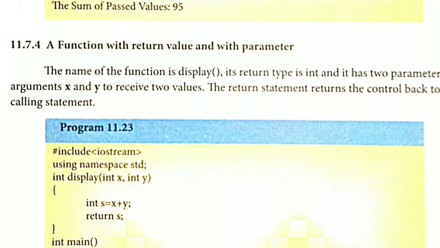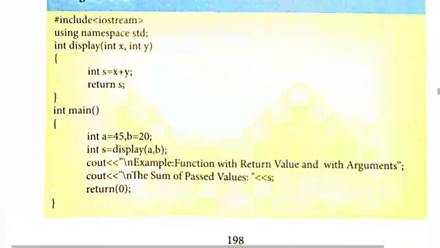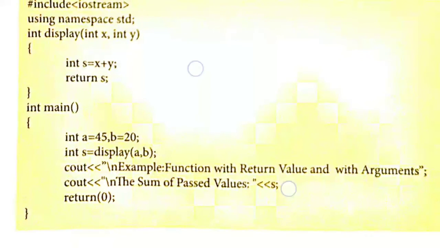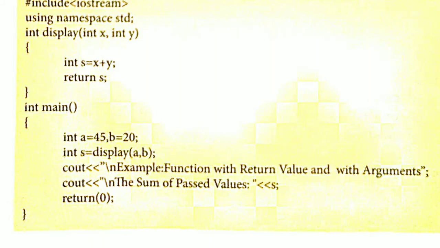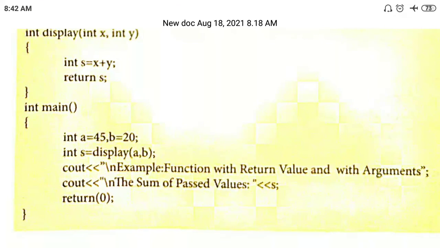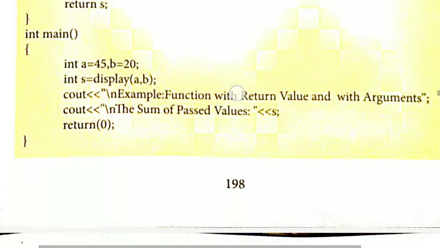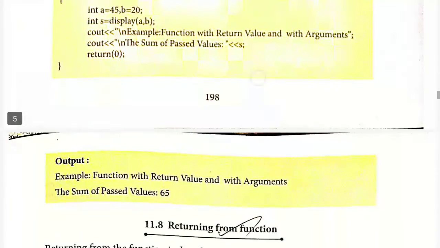The last one is where the user defined function gets the input from the main program, and also returns the output to the main function. Here you can see in main, int a is equal to 45 and b is equal to 20, and it is transferring these values by call by value. The addition, 45 plus 20, is 65. The 65 is returned from the user defined function to the main function and stored in variable s, and later in the program the s value is printed.